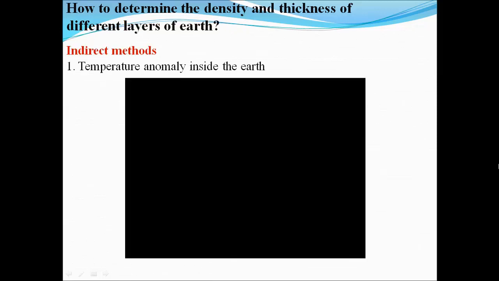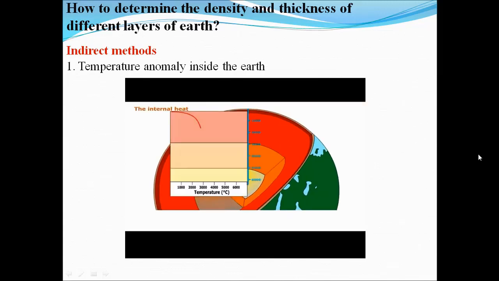Indirect methods. Temperature anomaly inside the Earth. As you can see, the internal heat inside the Earth increases tremendously. The red line shows the increase in temperature due to increase in depth. At a depth of more than 5,000 meters inside the Earth, the temperature increased rapidly. The temperature rose up to 6,000 degrees Celsius. This internal study of the Earth with the help of certain techniques reveals that inside the Earth the temperature is too high.